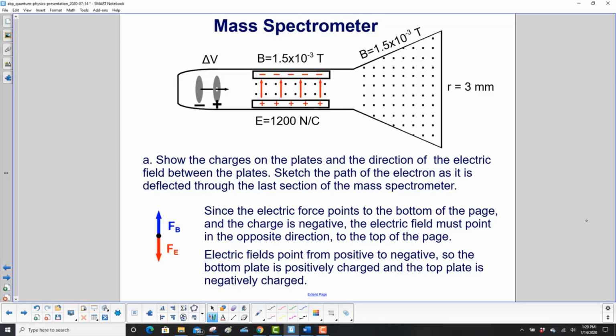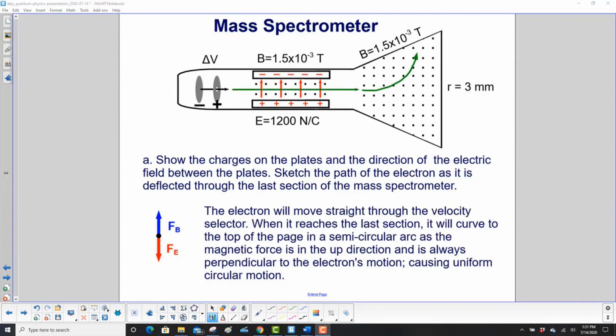Since the electric force points to the bottom of the page, and the electron charge is negative, the electric field must point in the opposite direction, to the top of the page. Electric fields point from positive to negative, so the bottom plate will be positively charged and the top plate is negatively charged. That's what we've shown here. The electron moves through this piece, the velocity selector, in a straight line.